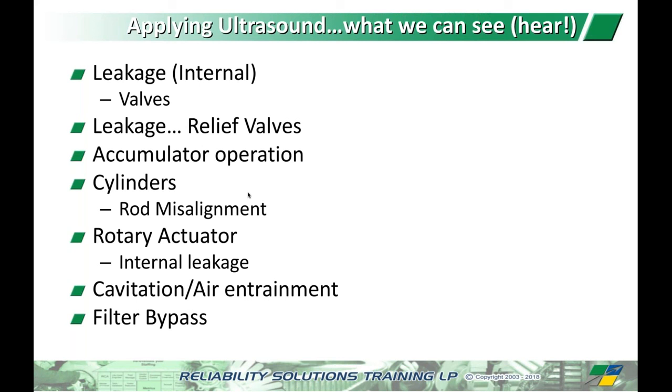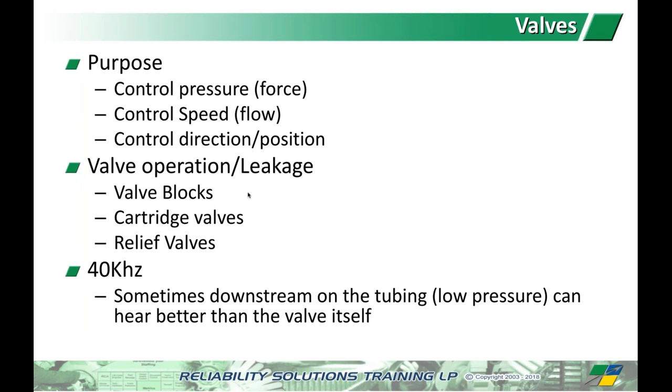Those of you that may have rotary actuators like Haglund's drives, those very slow rotary actuators, picking up internal leakage in those early on is pretty easy to do. And then the usual stuff, the usual suspects like cavitation, air entrainment, and as I said earlier, filter bypass.